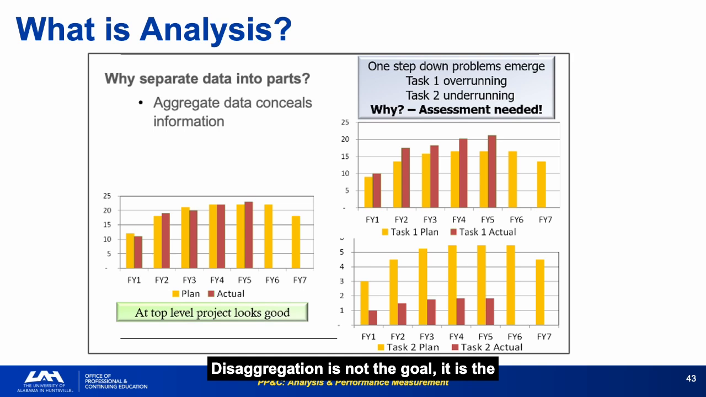Disaggregation is not the goal. It is the method. The goal is to find what is actually driving performance, which is almost never visible at the aggregate level. Never stop at the top level. Always ask what is inside the number before accepting that everything is on track.